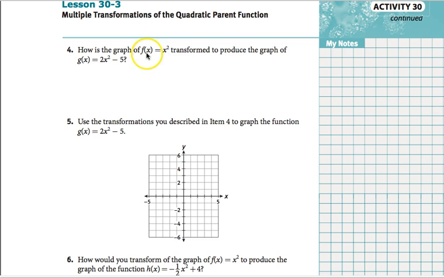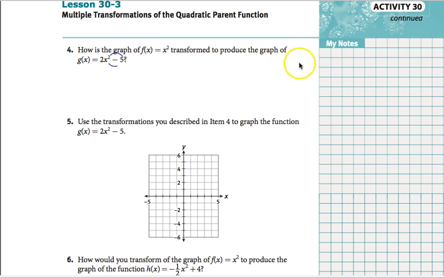So how is the graph of f of x equals x squared transformed to produce the graph of g of x equals 2x squared minus 5? This wants us to look at the equation and, based on all the transformations that we've studied, say what's happening there. This says that we have an a value of 2, and we have a k value, back from 30-1, of -5.